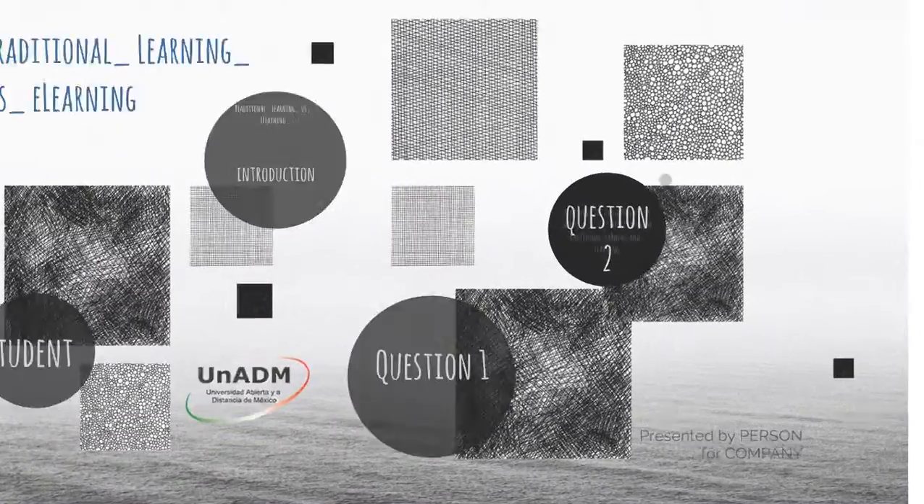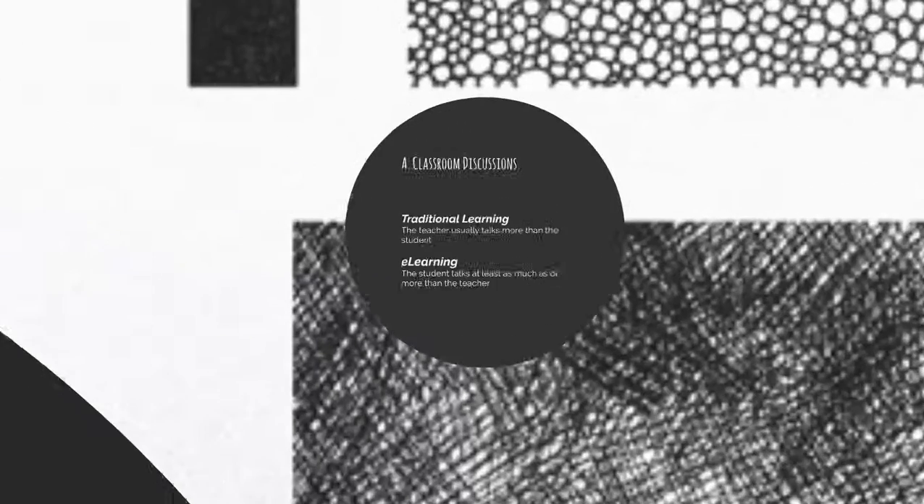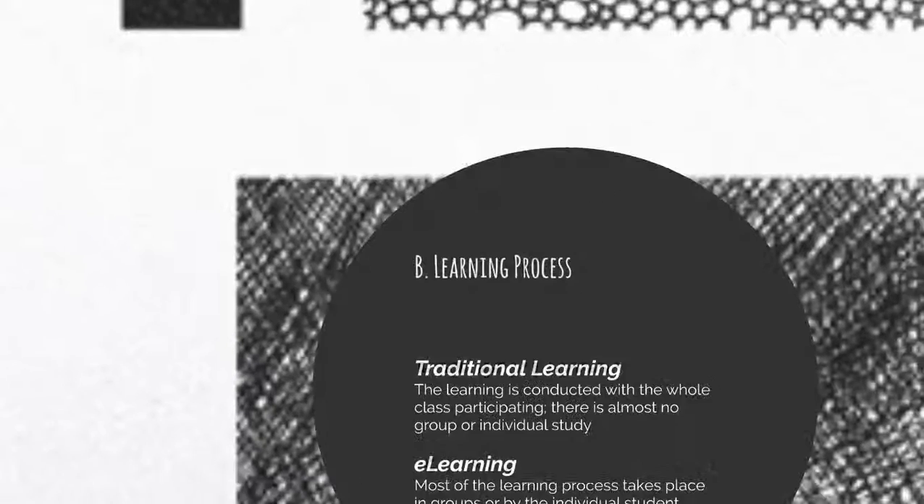Fine. Question number 2. Regarding the following issues, mention the difference between traditional learning and e-learning. Fine. The first class is classroom discussions. Traditional learning, the teacher usually talks more than the student, and e-learning, the student talks at least as much as or more than the teacher. Fine.